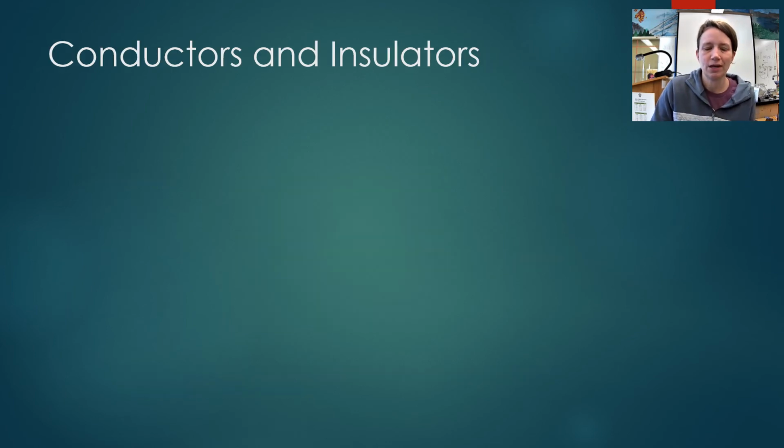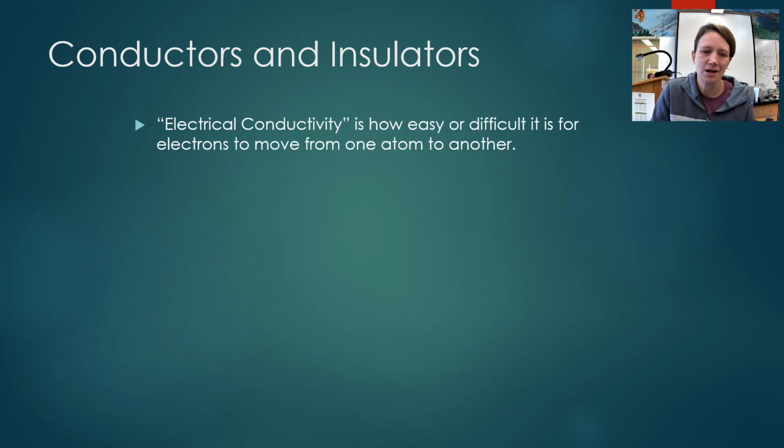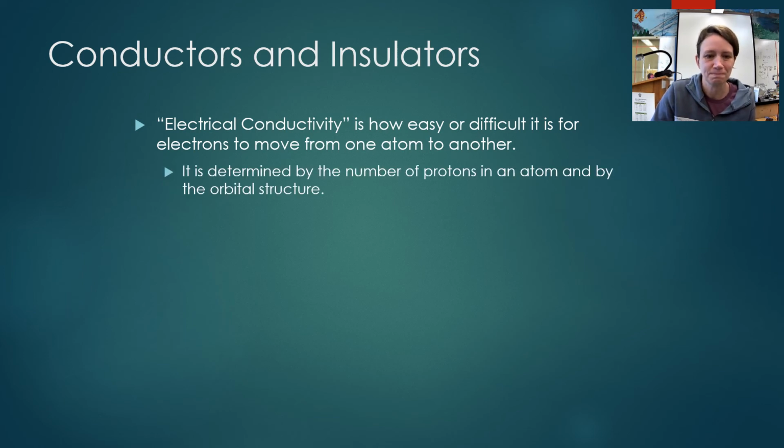So as we move through this unit, it is important to understand some properties and characteristics of atoms and their subatomic particles. The first one I'm going to talk about is conduction and what a conductor and an insulator are. Electrical conductivity is basically defined as how easy or difficult it is for electrons to move from one atom to another. It's very similar to thermal conductivity. In fact, objects that have a high thermal conductivity tend to have a high electrical conductivity as well. Metals and such are highly thermally conductive and also highly electrically conductive.